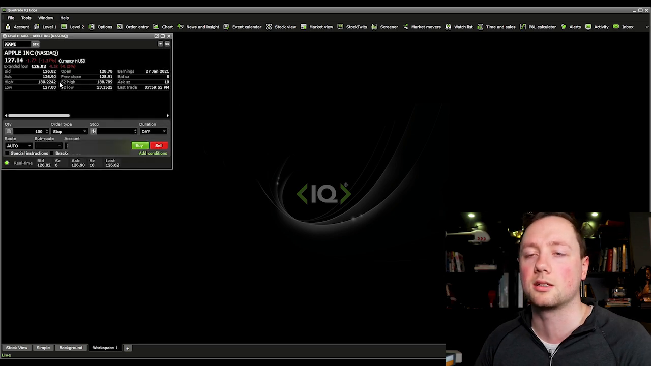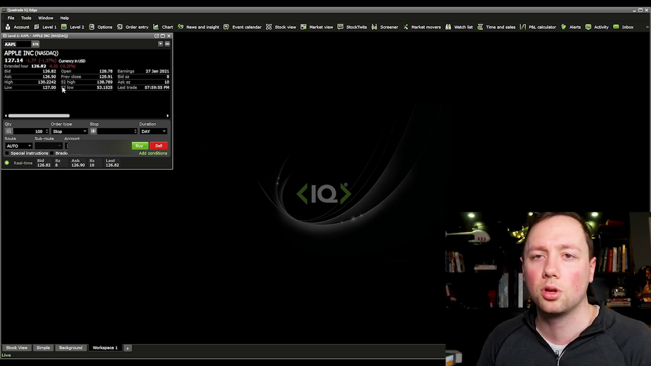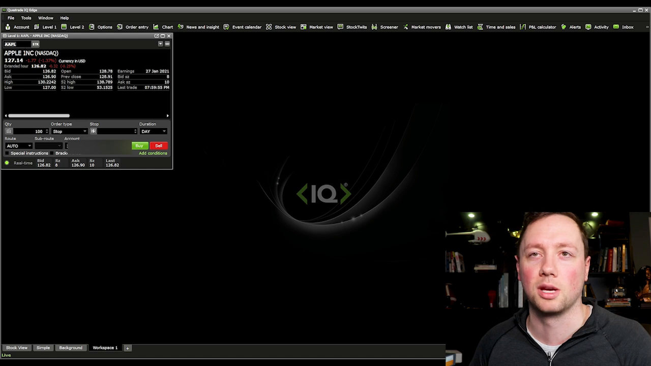Level 1 is basically an update on the stock. So if you're going to go to Yahoo Finance and type in Apple, this is where you're going to get the exact same information if you click on that level 1 button.